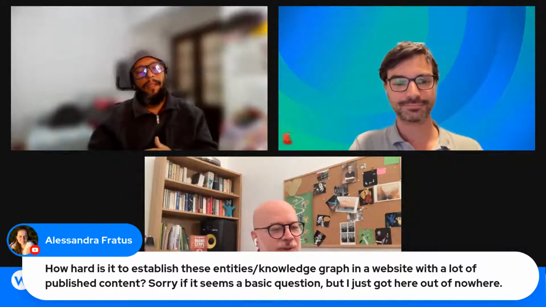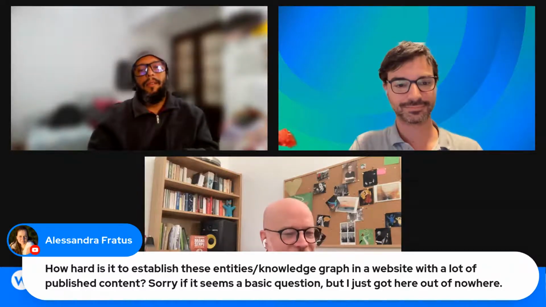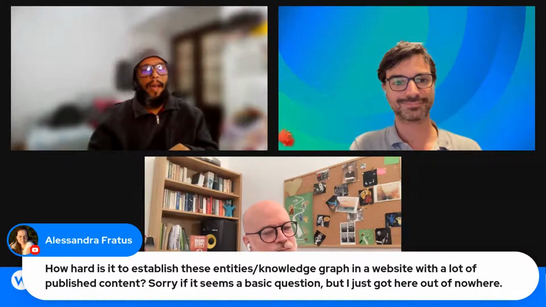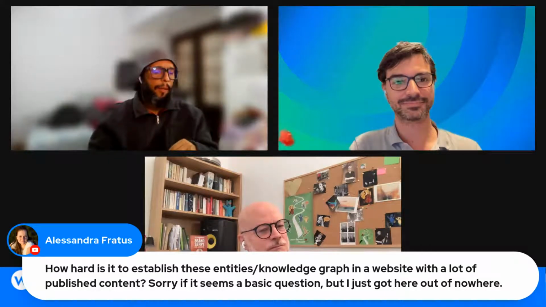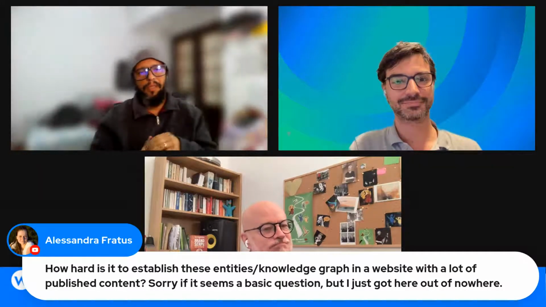Right, which actually partially answers the question from Alessandro Fratus, which is how hard is it to establish these entity knowledge graphs on a website? It's no problem. I do this in my regular work. It's not a problem. It's more time, but it's the same, which is going to be true of any kind of website. If you've got a lot of content, it's going to take you a lot of time to sort it all out, to categorize it, to add the entities to it.